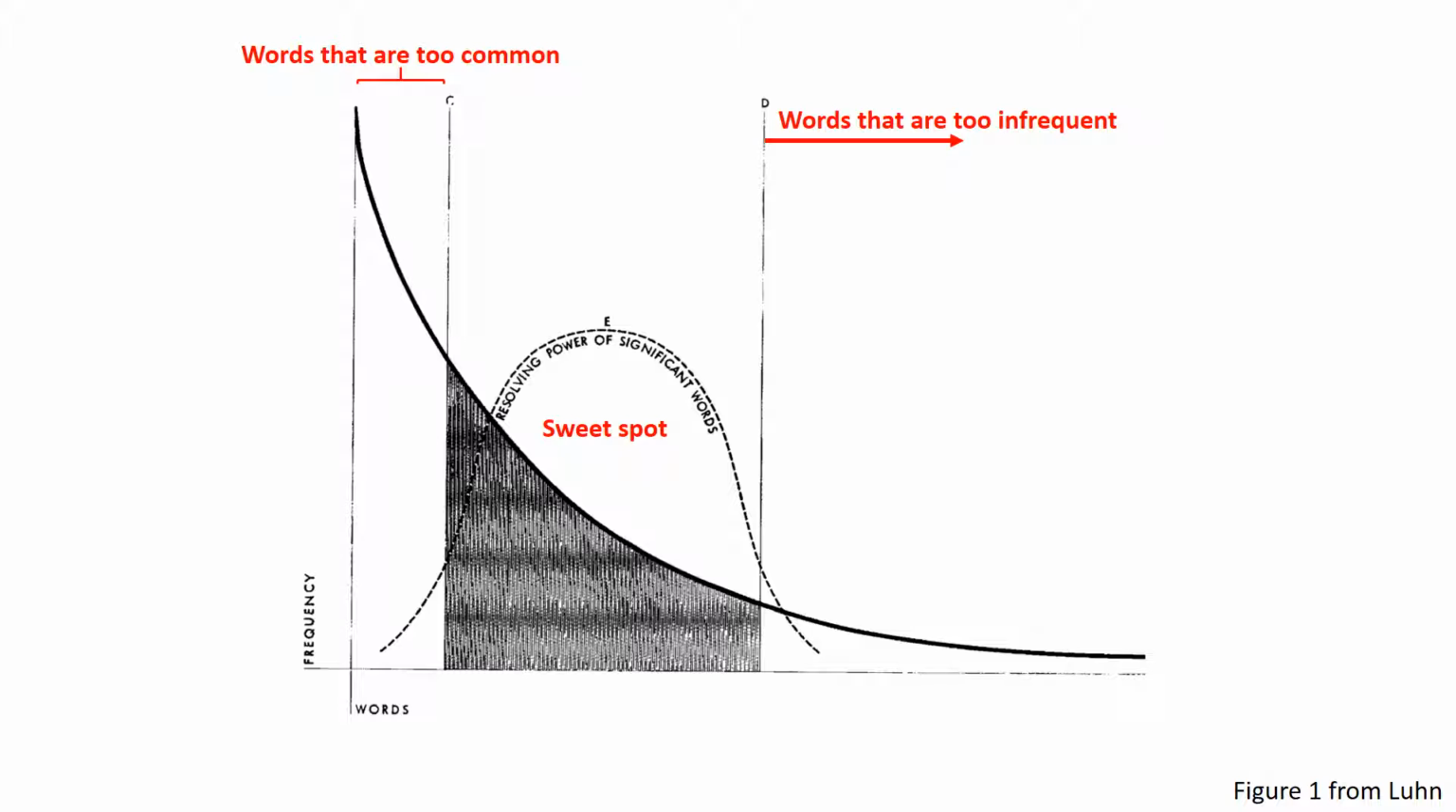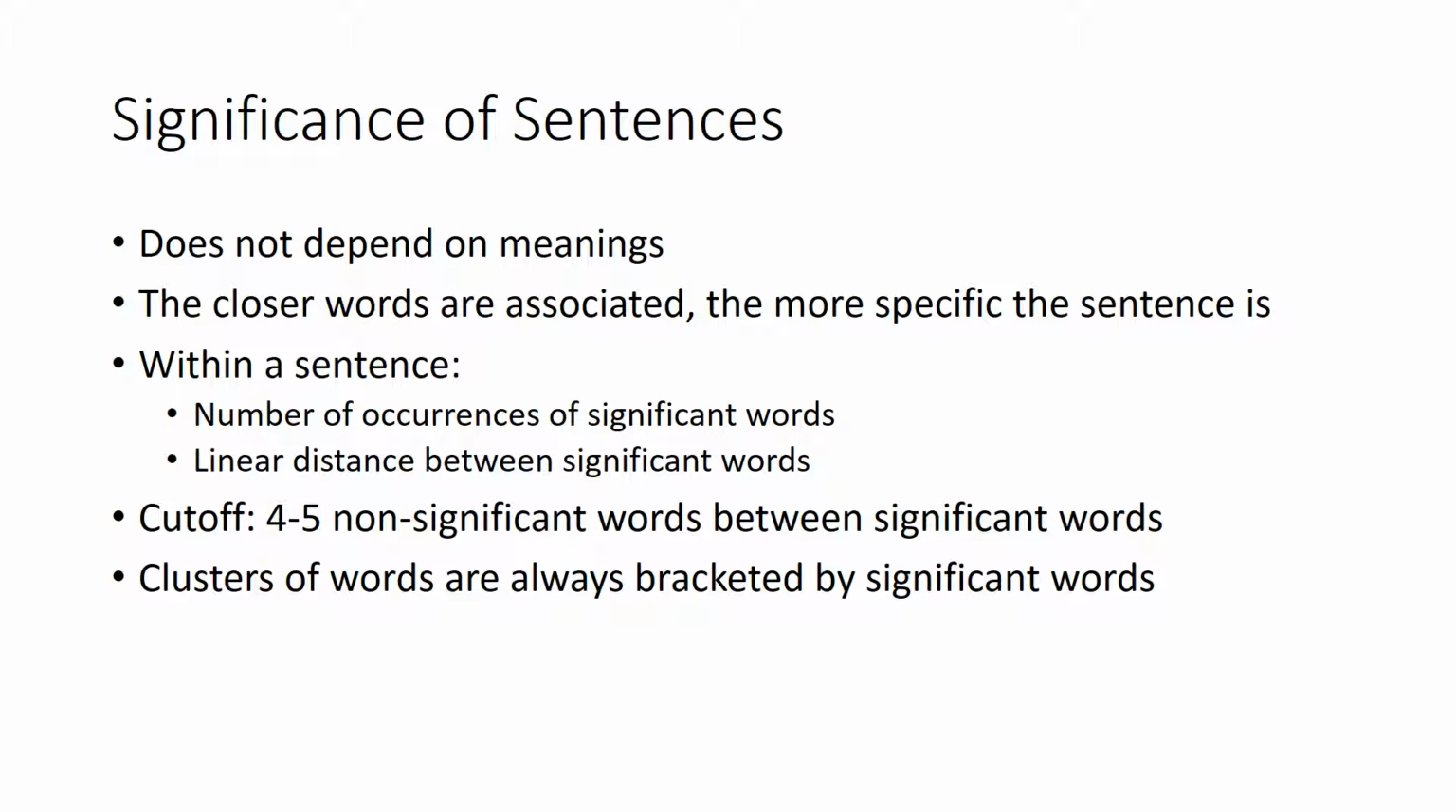Now, we see that sweet spot right in the middle here, and that includes just the right frequency, it has a lot of the information in that sentence, and it is considered significant. So we're looking for that sweet spot. Now that we have the significance of the words figured out, we can calculate the significance of sentences. Now, it does not depend on meaning. It's 100% statistical in its approach.